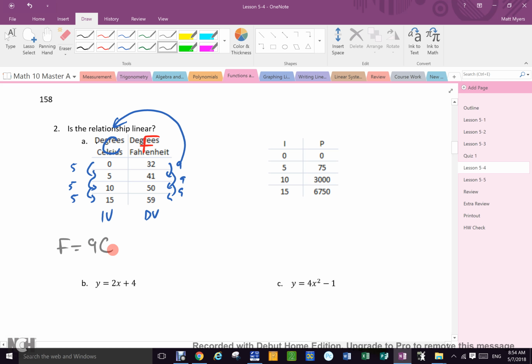Let's check, see if that works. What's my C here? 0, so I put 0 there, correct? But I need an output of 32. So what would I need to do here to make this first line work? I'd have to add 32, correct? See if that works on the next line.